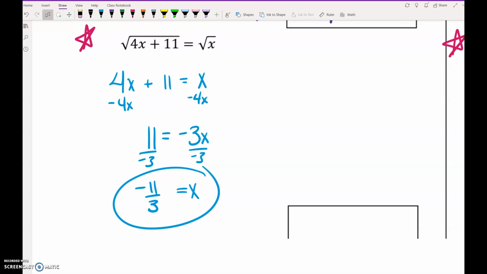And the issue that I'm about to show you does not exist on the actual test. So the problem with this particular answer: what happens if you replace this x with negative 11/3? You have to do the square root of a negative number, which you can't do. So this practice test problem actually has the answer no solution. Online, it is counting negative 11/3 as correct.